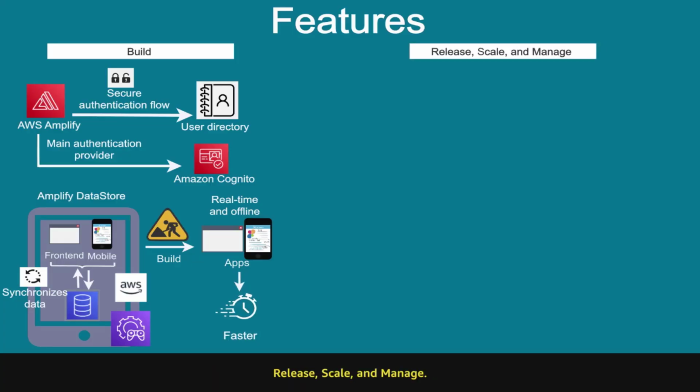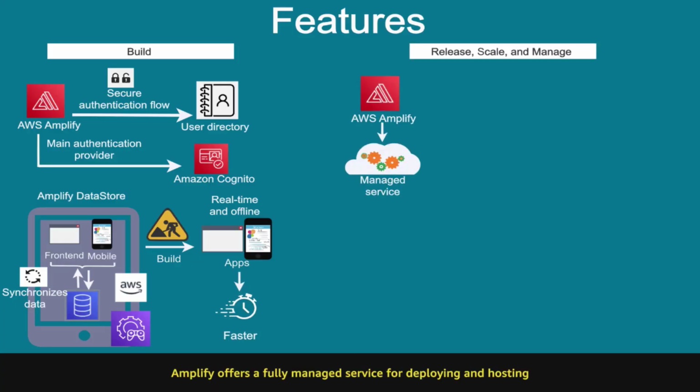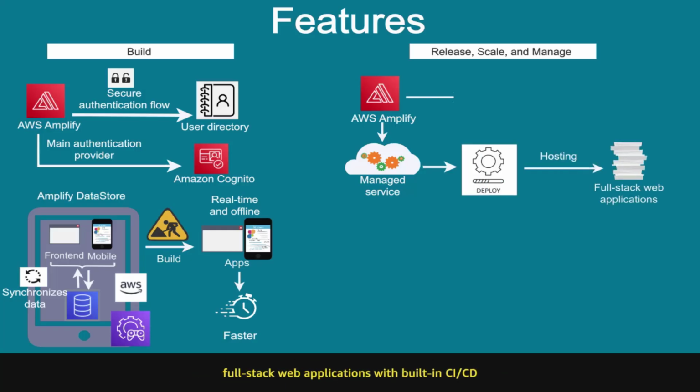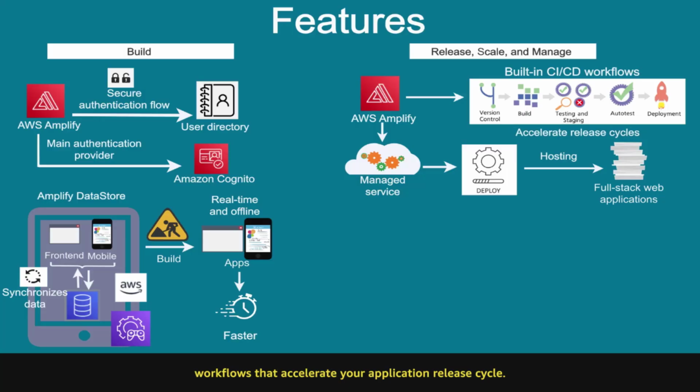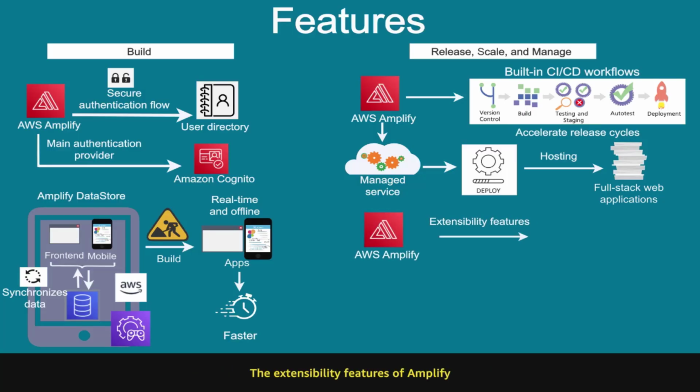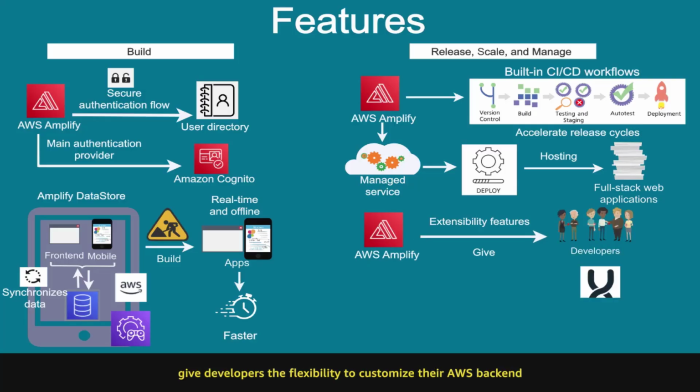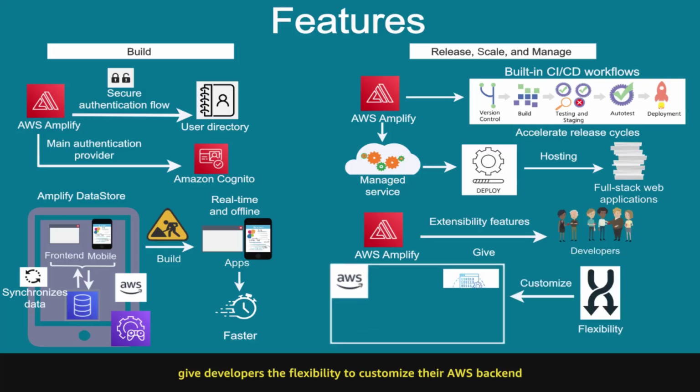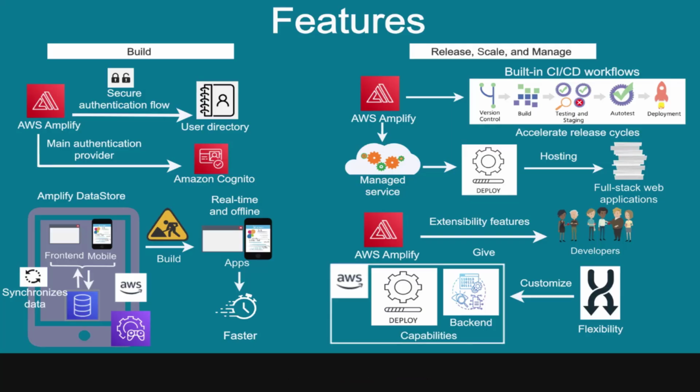Release, scale and manage. Amplify offers a fully managed service for deploying and hosting full-stack web applications with built-in CI/CD workflows that accelerate your application release cycle. The extensibility features of Amplify give developers the flexibility to customize their AWS backend and deployment capabilities.